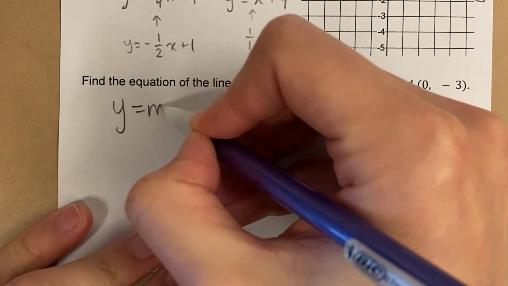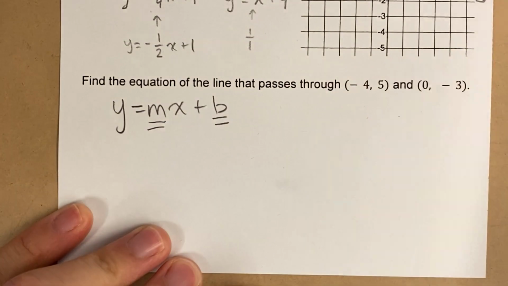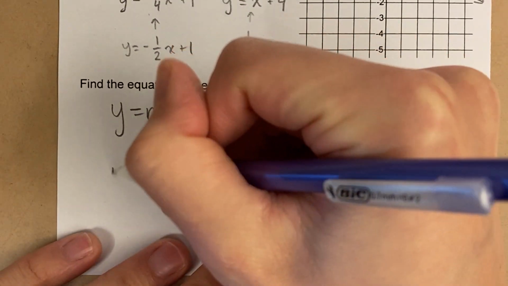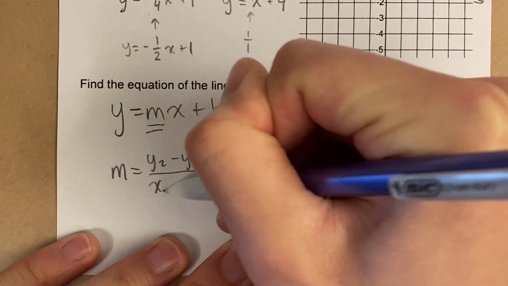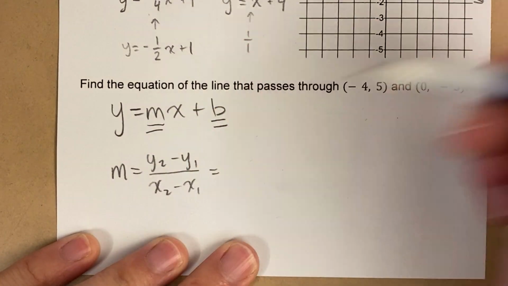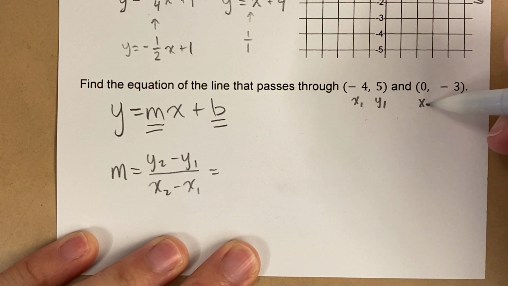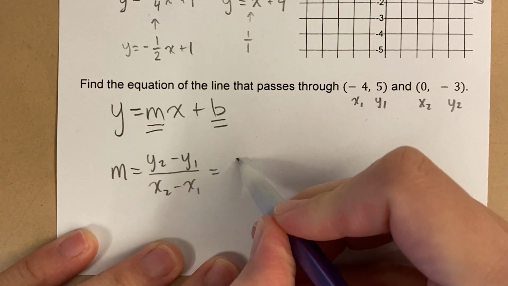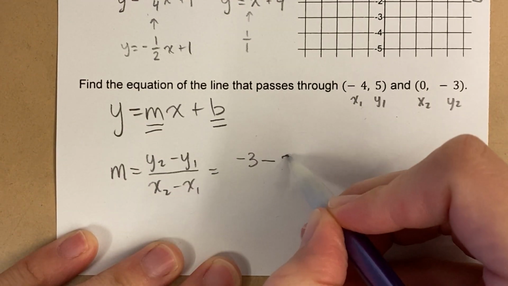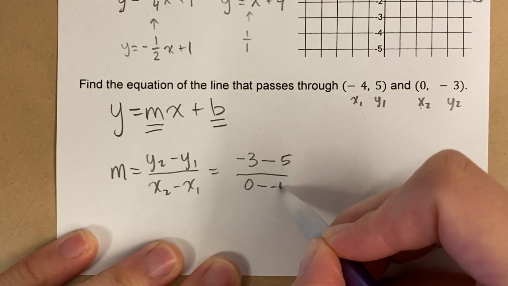Okay, this one. I need the equation of a line. Remember, I need two things to find the equation of the line: the slope and the y-intercept. So first, I'm going to find the slope. Remember, the slope is y2 minus y1 over x2 minus x1. So what does that look like here? This is point number 1, x1, y1. Point number 2, x2, y2. Okay, so that's y2 minus y1 over x2 minus x1.